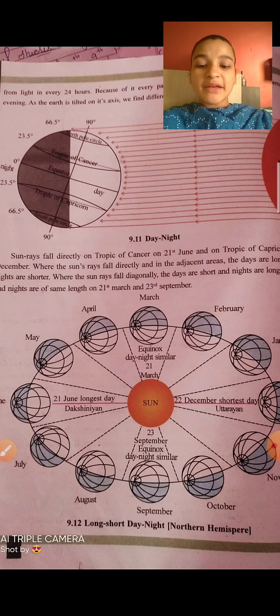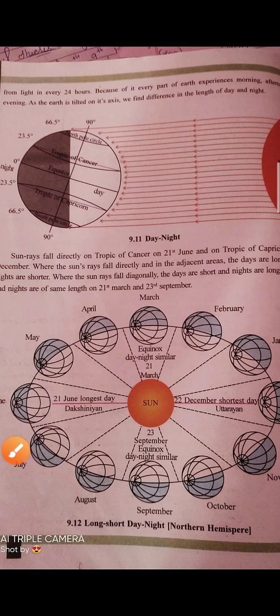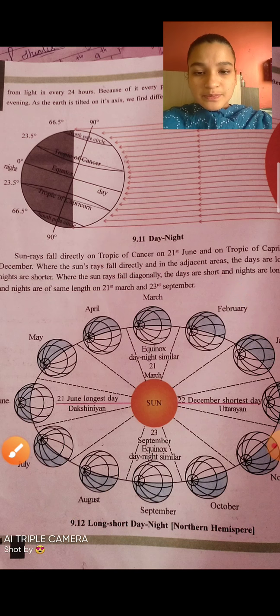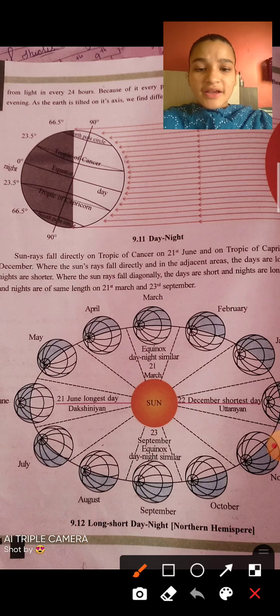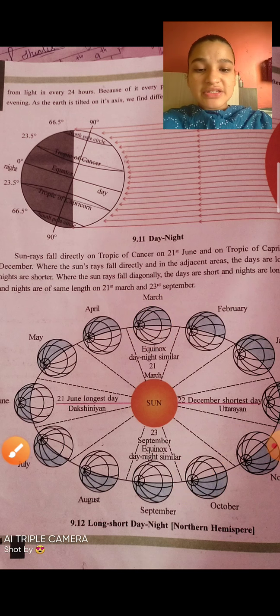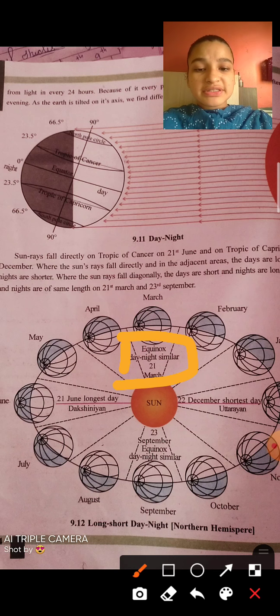Okay. Now see in the figure 9.12, long short day night northern hemisphere. It is all about our northern hemisphere. So what is there? Here every month is given, and like this it is given as earth rotation, how it rotates on its axis. Okay, so these are the months. Like this month is deciding. And here it is coming on March equinox, day and night similar. So what is equinox? Equinox means where the day and night length both are same. If the day is of 24 hours, the night will be, this is an example, the night will be of 24 hours. If day for 5 hours, then night for 5 hours. Equinox means day and night both similar in length. Okay, so this is equinox, which is falling on 21st March and 23rd September.